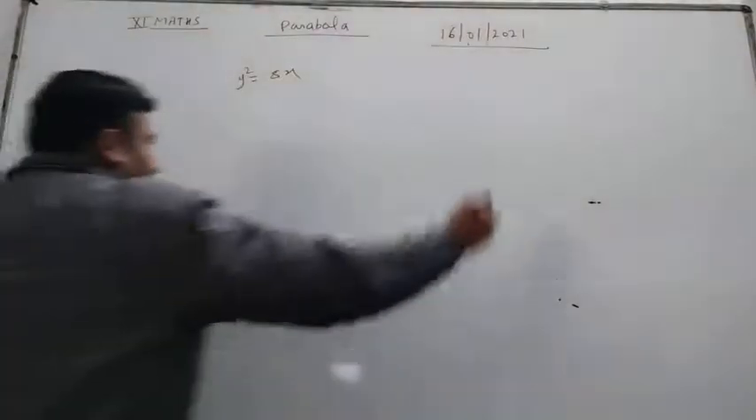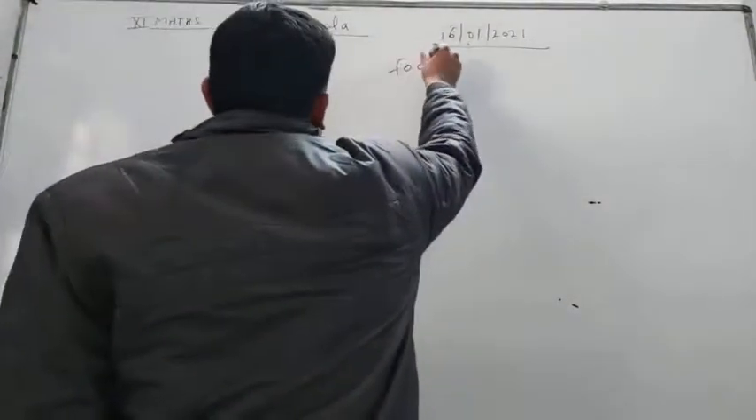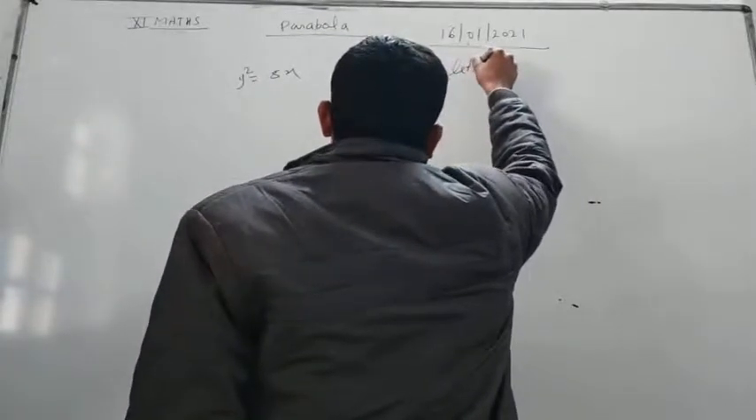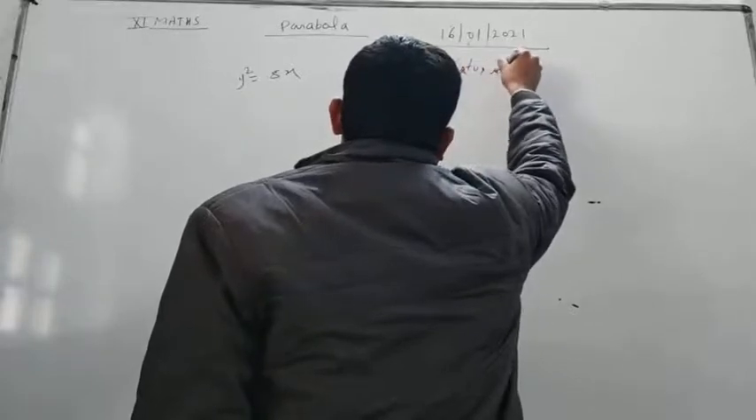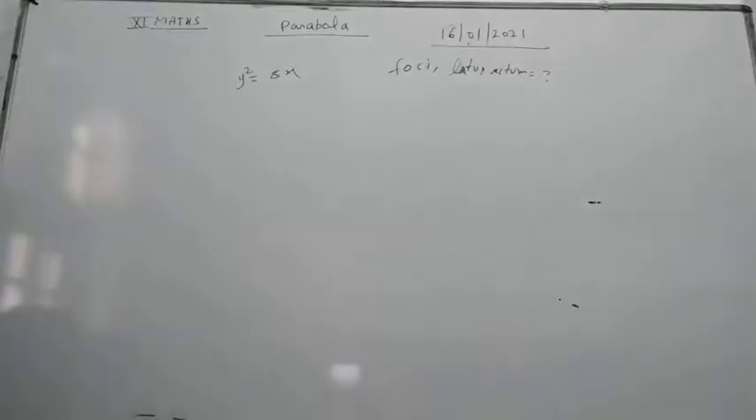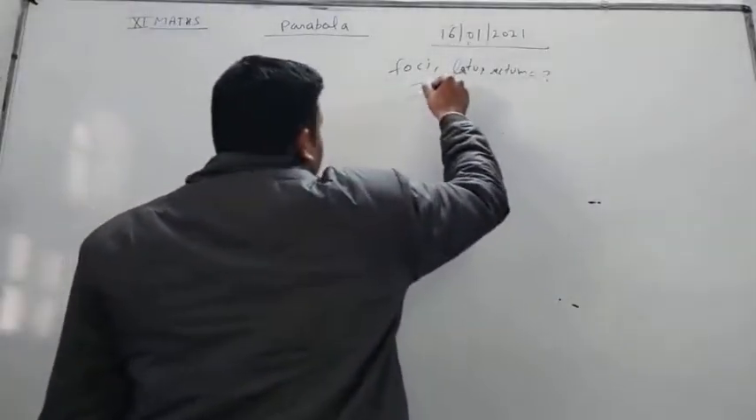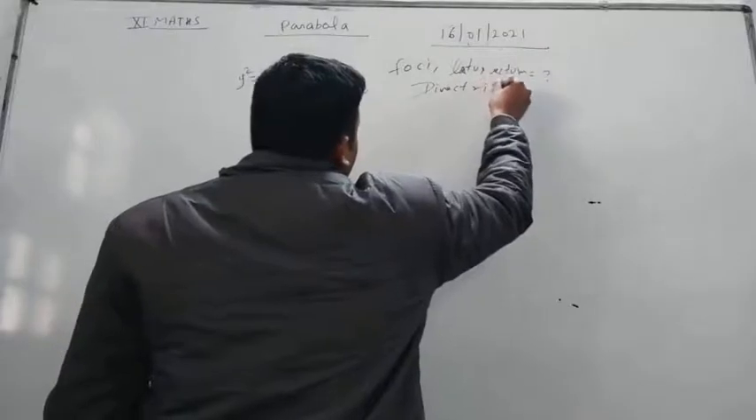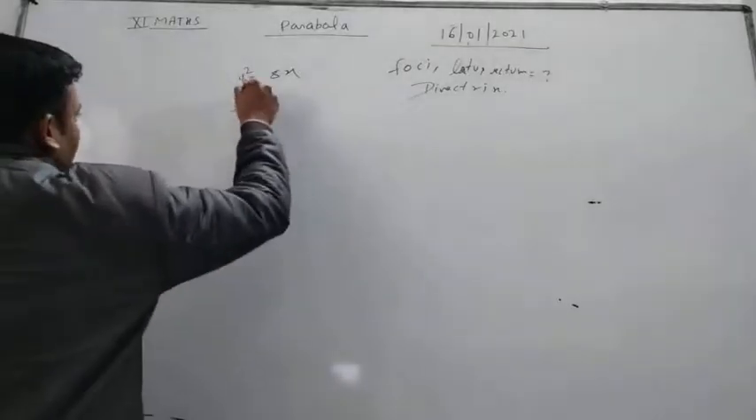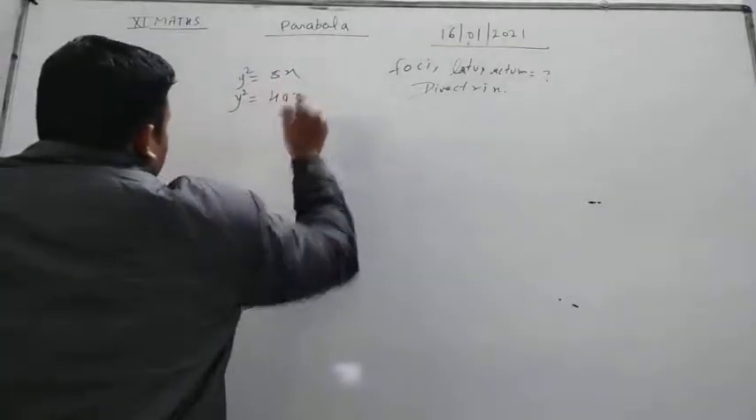So student, we have to find the foci, latus rectum, and equation of directrix. Okay, student, so these 3 points we have to find out. Okay, so this is y square is equal to 4ax.